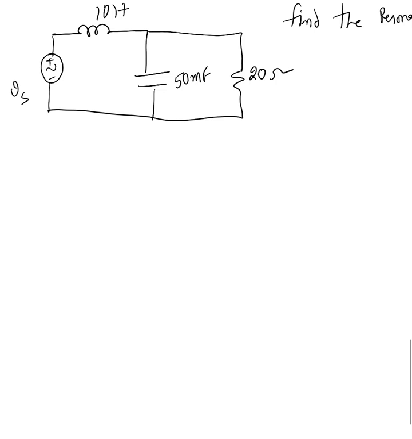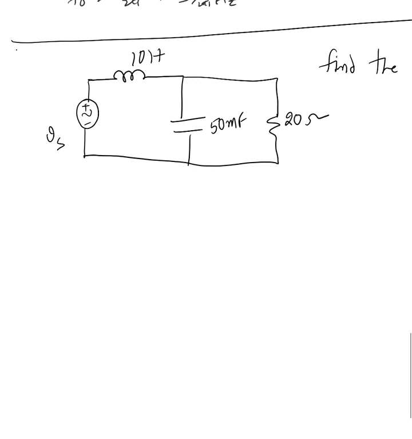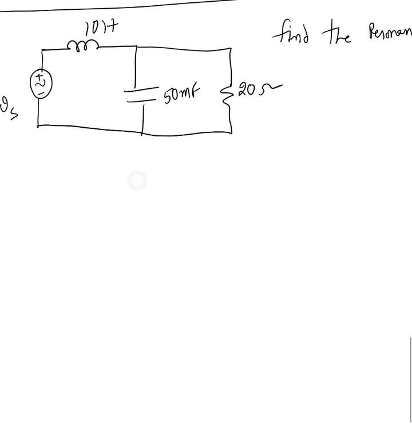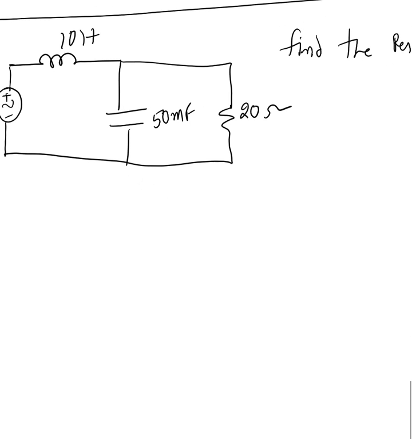So first thing we need to do is we need to convert the given circuit into frequency domain. This is a time domain circuit, so converting to frequency domain is nothing but converting everything into ohms. So here this is going to be a 10 Henry. A 10 Henry is nothing but J omega L. So this is J 10 omega.